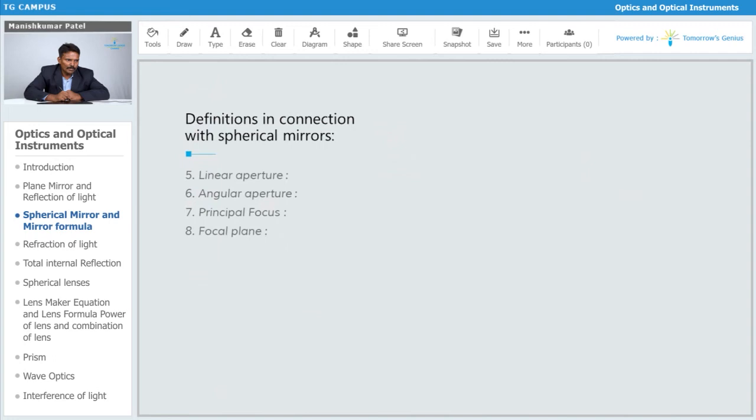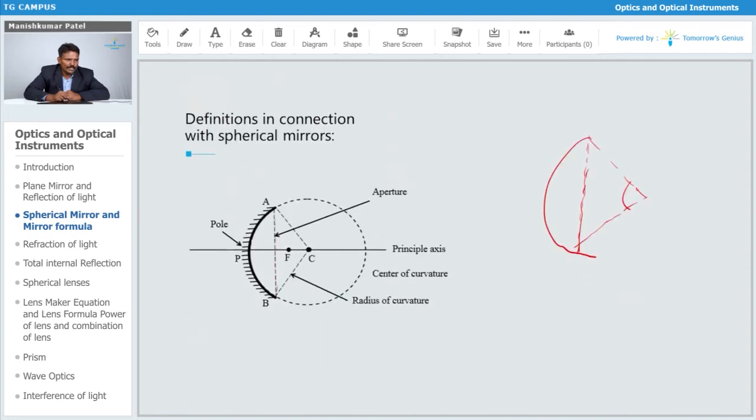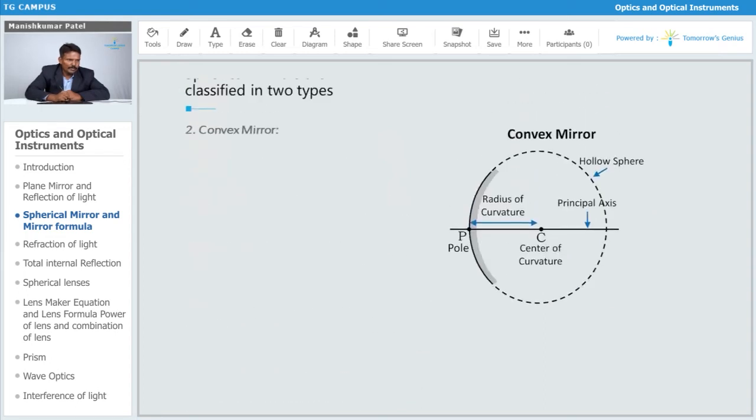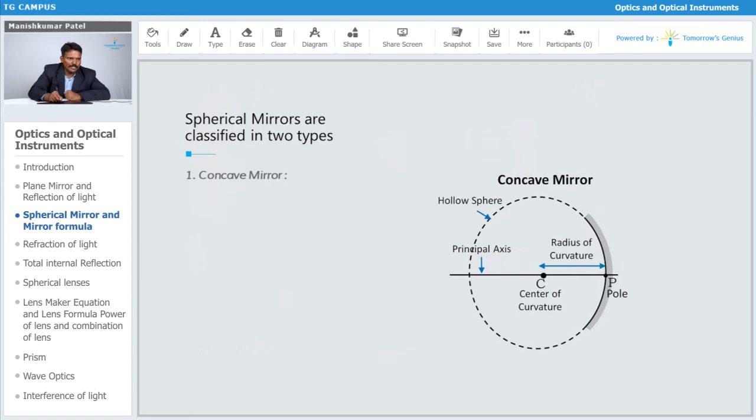Again, if we just talk about the focal plane, this is also a very interesting thing. I will try to explain it with the help of this diagram. If the rays are parallel to the principal axis, they are going to converge at the principal focus. I will just show that it is going to converge over here. That is what we call the principal focus.